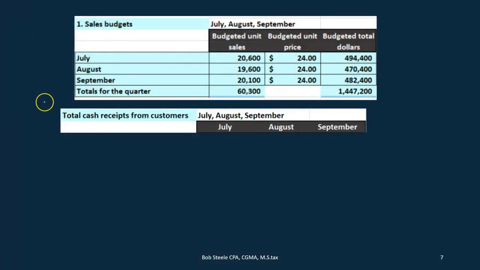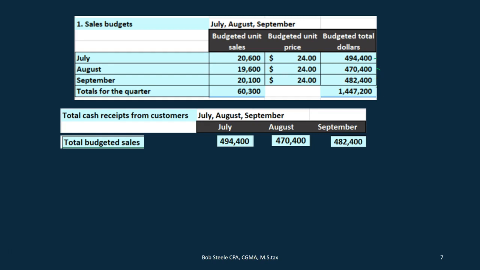Alright, so we're going to take a look at some quick cash calculations before we get into the actual cash budget. We're going to look at the total cash receipts from customers, and we're going to be using the sales budget, part 1 of our budgets, in order to see what that number would be. Alright, so we have the total budgeted sales. We said we're just pulling these numbers over. It was $494,400 for July, $474,400 for August, and $482,400 for September.